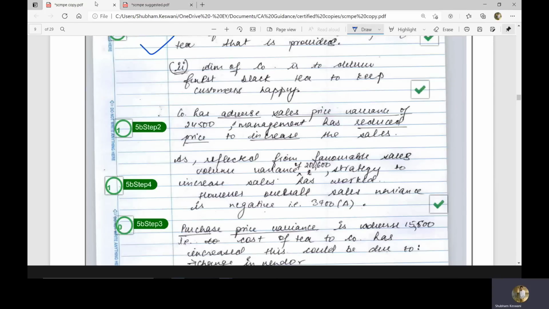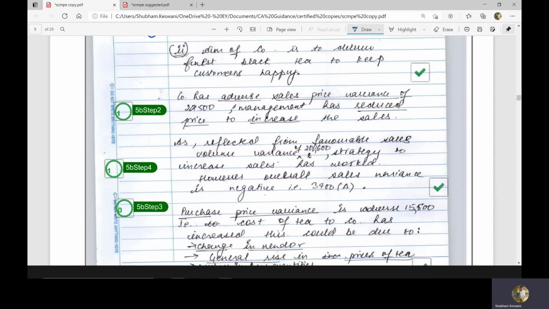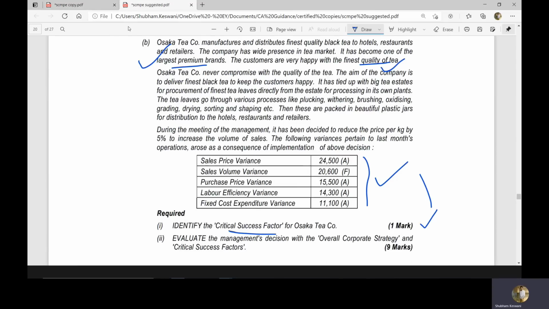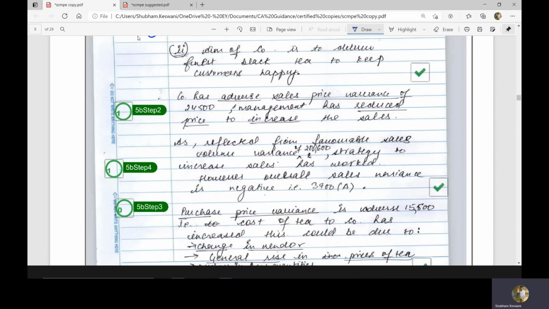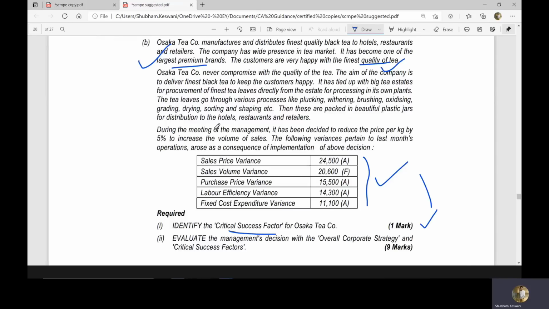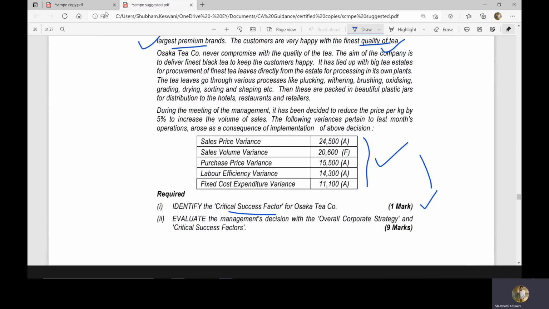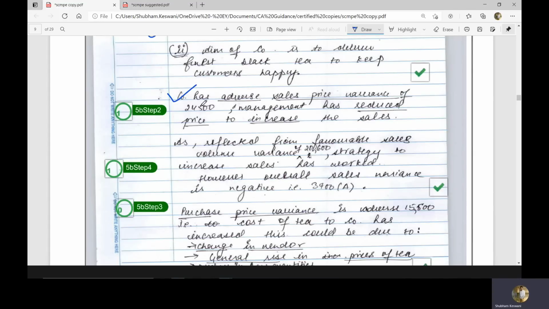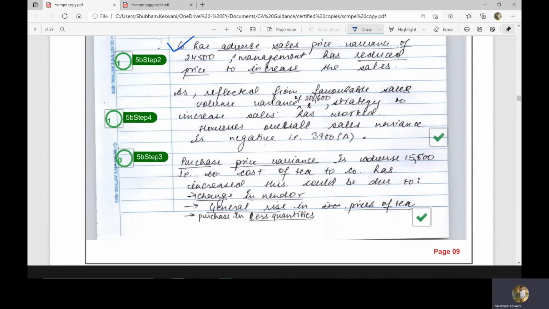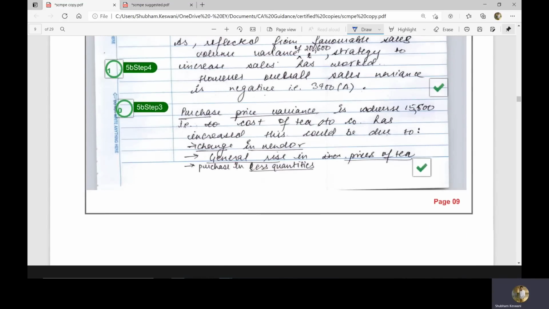And now there would be some points that I would be looking at. Since the company has an adverse sales price variance of 24,500, I have expressed that it means the company has reduced its price to increase the sales. That's the meaning of sales price variance. Now volume is favorable, so this is how I got this interpretation, also reflected from the favorable sales that I have shown here.